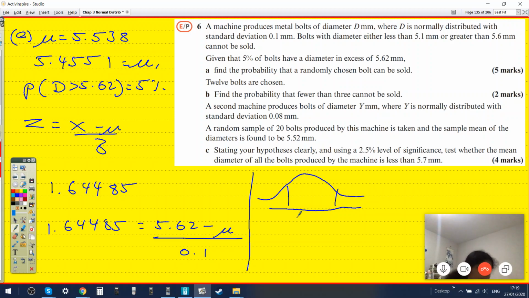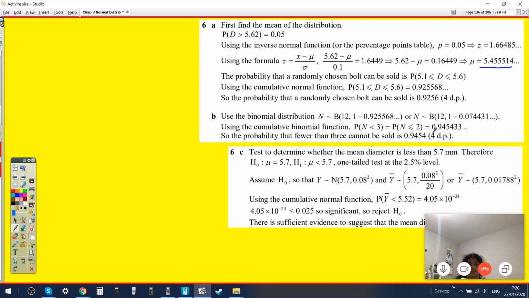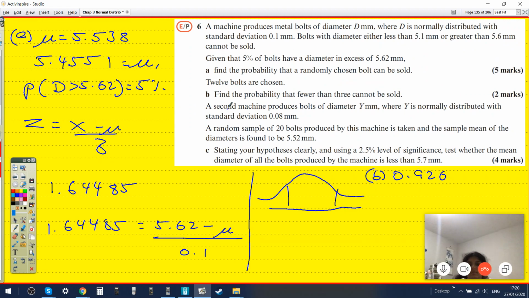Got 0.926. Mm-hmm. So it's like 92.6%. Doesn't like it. No, that's the wrong question. Sorry. Yes, it does like it. Sorry, I was looking at B. Okay. So do you do 1 minus 0.926? And then that fewer than, wait, never mind.